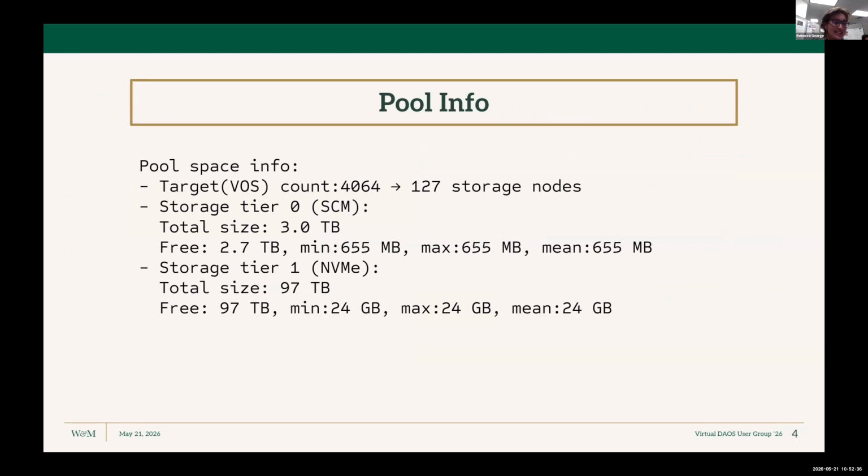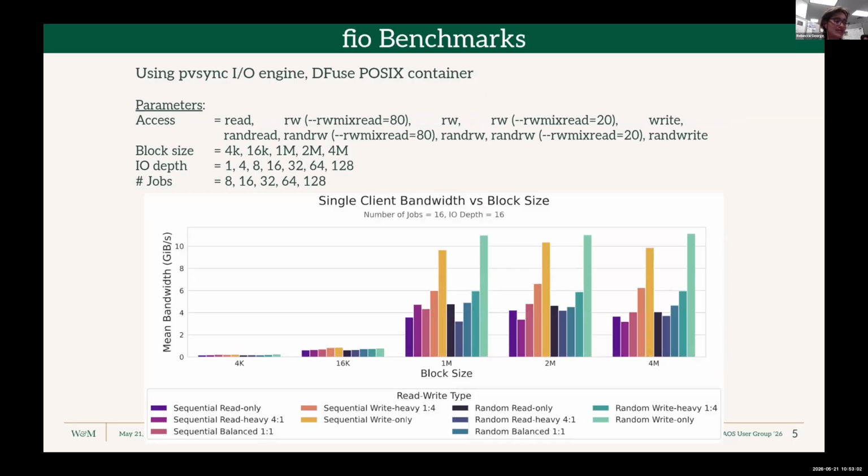But for context, our pool has fluctuated very slightly, but it's usually 4,064 targets, and we had around 3 terabytes of SCM storage usually, and then 97 terabytes for NVMe. So the first benchmarks we were running were for FIO, and using the PBSync IO engine on the dfuse mounted POSIX container, we were looking at performance across 4 parameters.